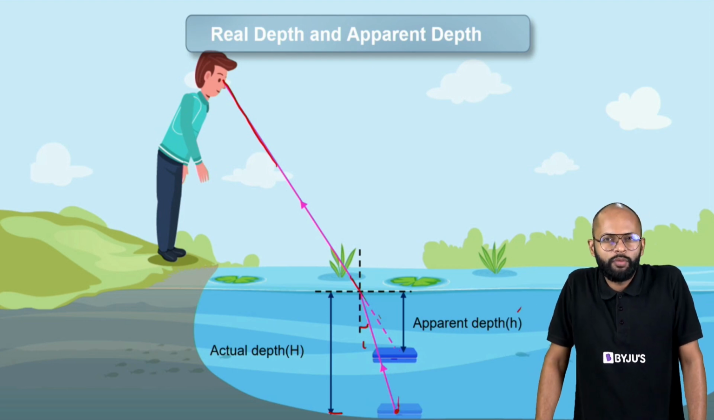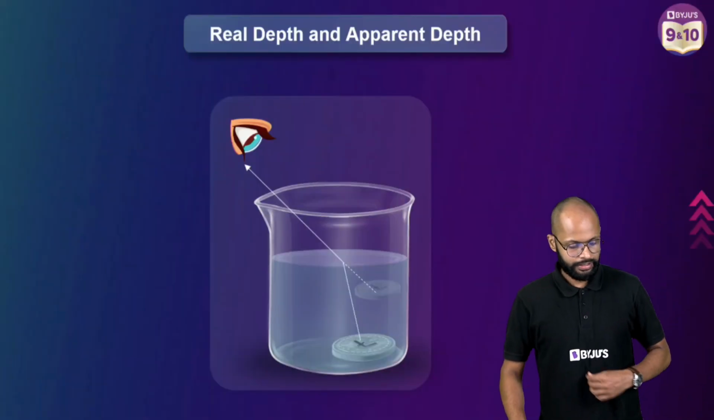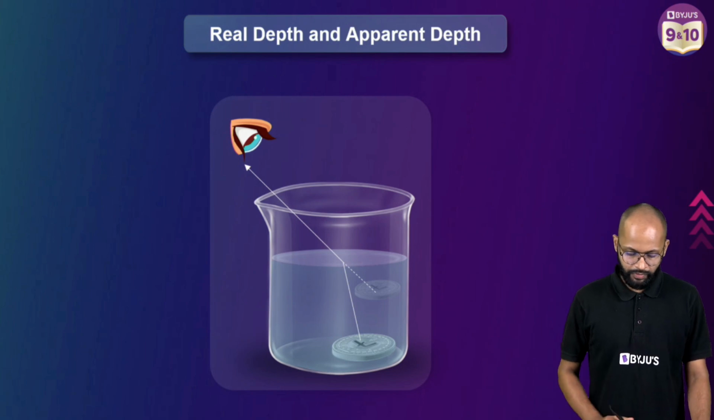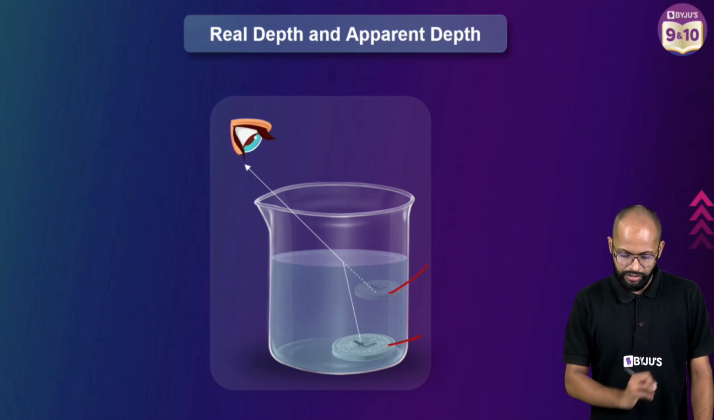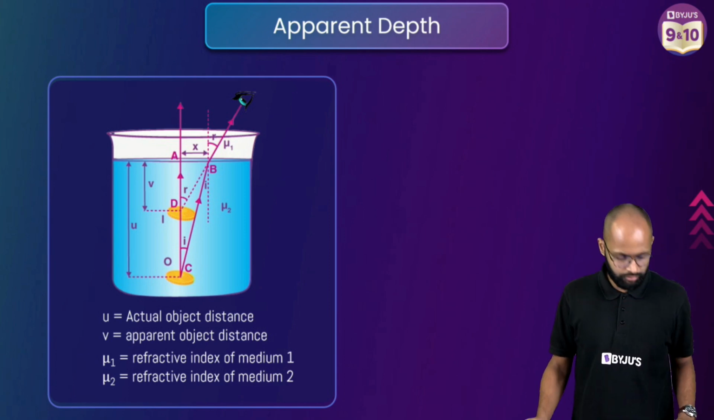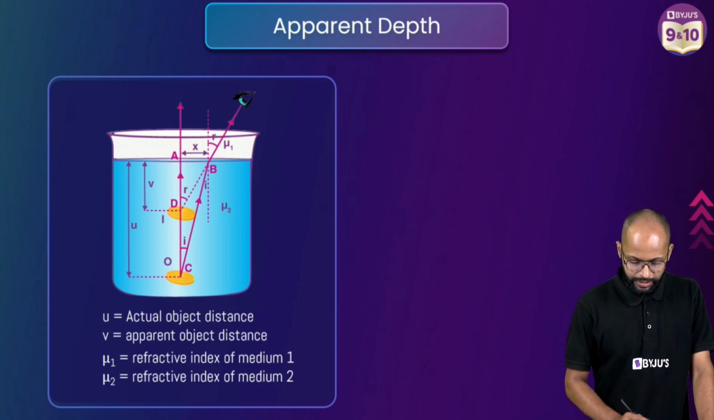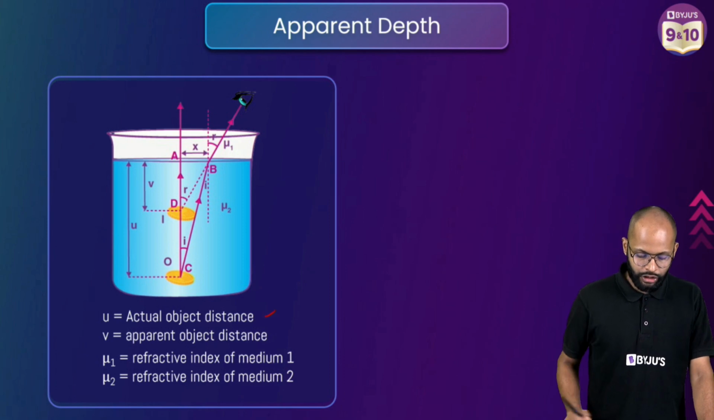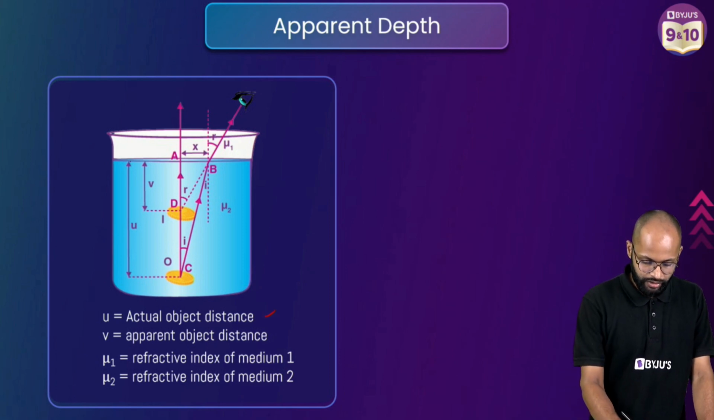Can we derive this formula? Yes, we can. Alright, let's discuss this. Real depth and apparent depth. Very good. This is my real depth. This is my apparent depth. For that, let's take a few things into account. The first is, u is, let's say, the actual object distance. Here is u. Correct? Alright.